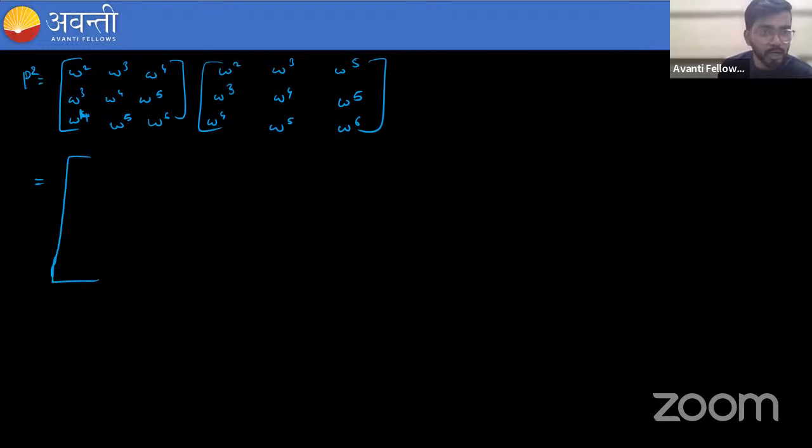And to solve this multiplication, what I'll do is first row into first column. So I'll get omega square times omega square is omega power 4, plus omega power 6, plus omega power 8. Now first row into second column will become omega power 5 plus omega power 7 plus omega power 9. First row into third column will become omega power 6 plus omega power 8 plus omega power 10.